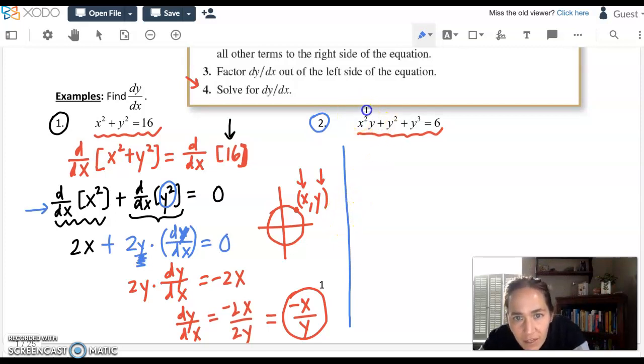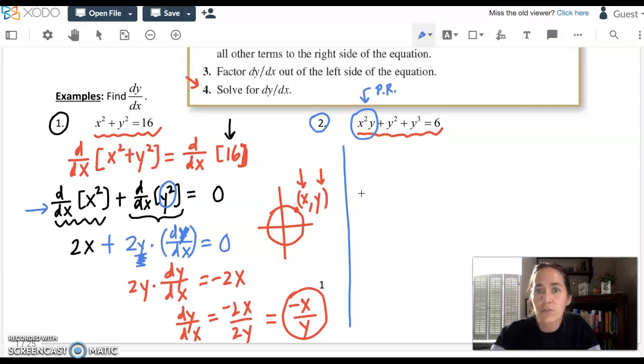And I'm looking at this term here, the x squared y. All the other terms, the 6, the y squared, the y cubed, they're just single terms. I don't see products, I don't see quotients, but I'm going to put a PR here just as a reminder. This first part involves product rule. You have a function in terms of x, x squared, multiplied by y, which is another function in terms of x. So we're going to start things off with that.